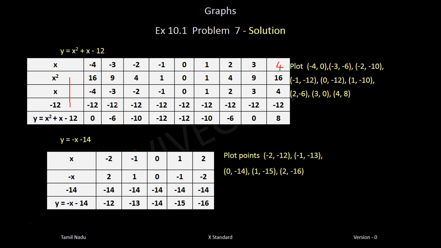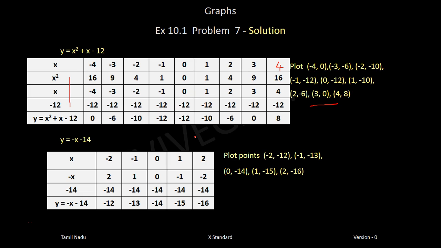This is minus 3 minus 12 is minus 15. So 9 minus 15 is minus 6. Minus 2 minus 12 is minus 14. 4 minus 14 is minus 10. This is minus 1 minus 12 is minus 13. 1 minus 13 is minus 12. So that way you can fill up the remaining cells. Now we'll have to collect all the points. What are the points? X, Y values, right? Minus 4 and 0, minus 3 and minus 6, minus 2 and minus 10, minus 1 and minus 12. Like that you can collect all the points and list them out as I've done here. So these are the points with which the curve can be drawn.